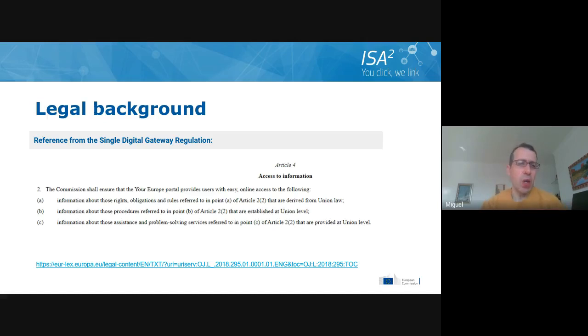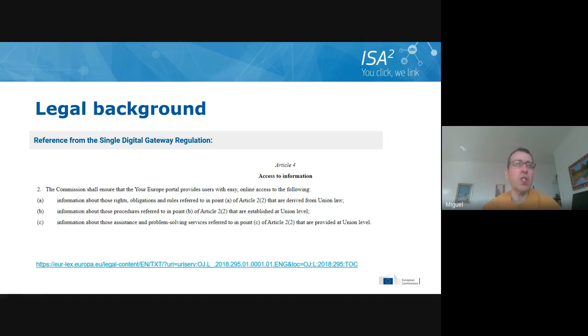And then based on this wish to provide detailed information about those 3 areas, Articles 9, 10, and 11 define the information requirements, the specific pieces of information that any citizen or business should be able to see when accessing the YourEurope portal, for the sake of completeness, and also to have a harmonized view, regardless of the country or the competent authority, or the different administrative levels, supporting or providing this information, either on procedures, assistance and problem solving services, and rights and obligations. This is the legal background.